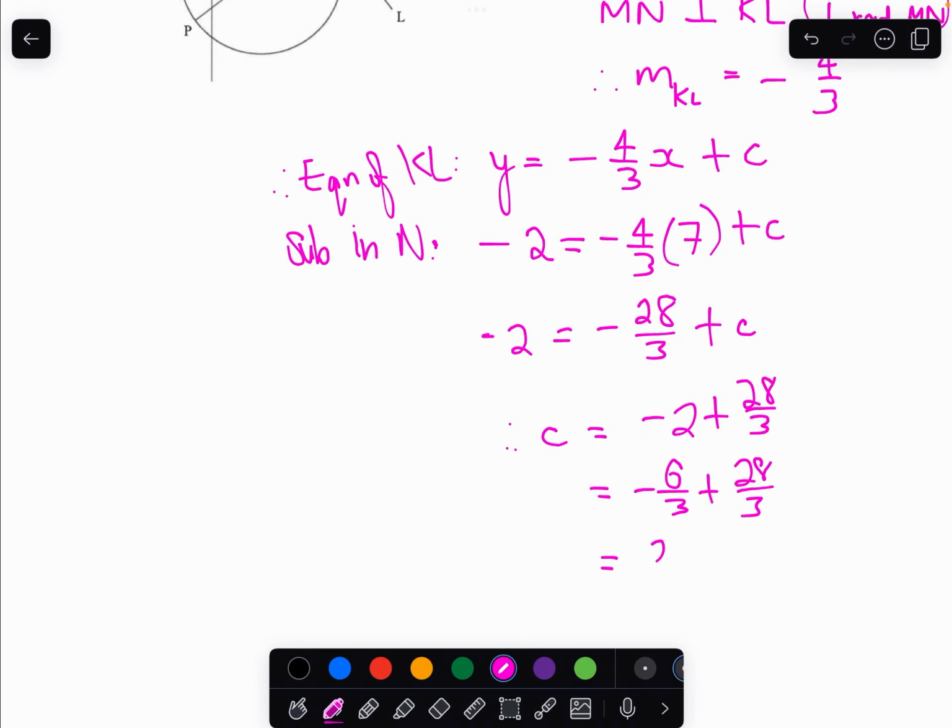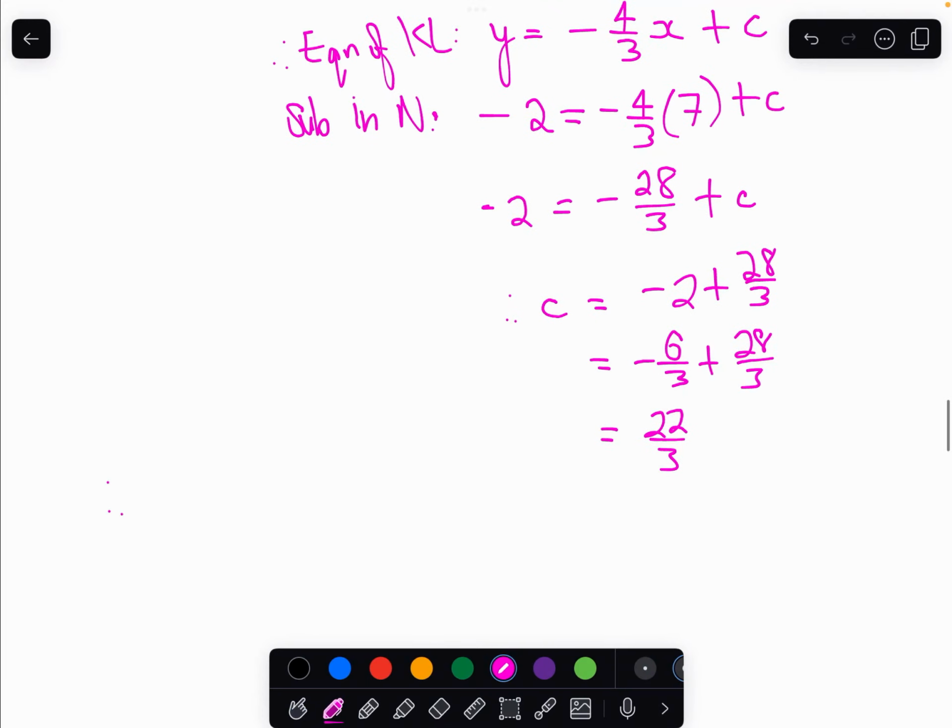Okay, so this is 22 over 3. And so in conclusion, the equation of KL is y is equal to negative 4 over 3x plus 22 over 3. We agreed, Memo? We do. Right, on to the next one. So this has been pretty textbook stuff so far.